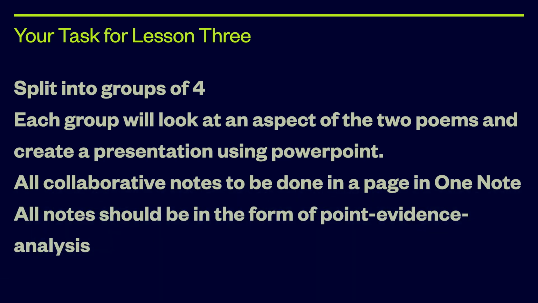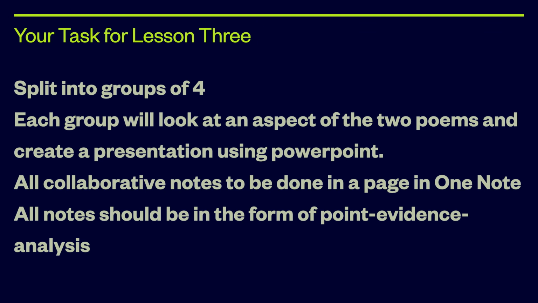All notes should be in the form of point evidence analysis. So what I would like you to do is, if you say you had imagery and there's 4 of you, I want to have 4 examples of imagery where you're comparing the 2 poems. So you might say that they both use metaphors to do with death, and they both use images linked to loss of innocence, and then you could say one poem uses really graphic imagery and the other poem uses quite nice imagery, and so that would be a comparison.